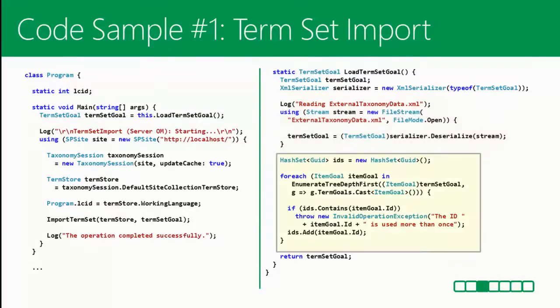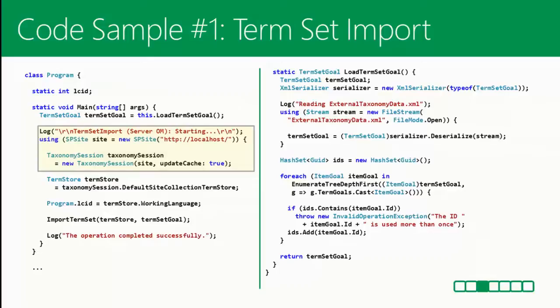I won't go into a lot of detail about that. It's pretty standard. And then I have some code that checks to see if I typed in the same GUID more than once, because I made that mistake a few times and it messed me up. And I'm using this enumerate tree depth first method that I'll talk about in a minute, but it's just sort of an aside.